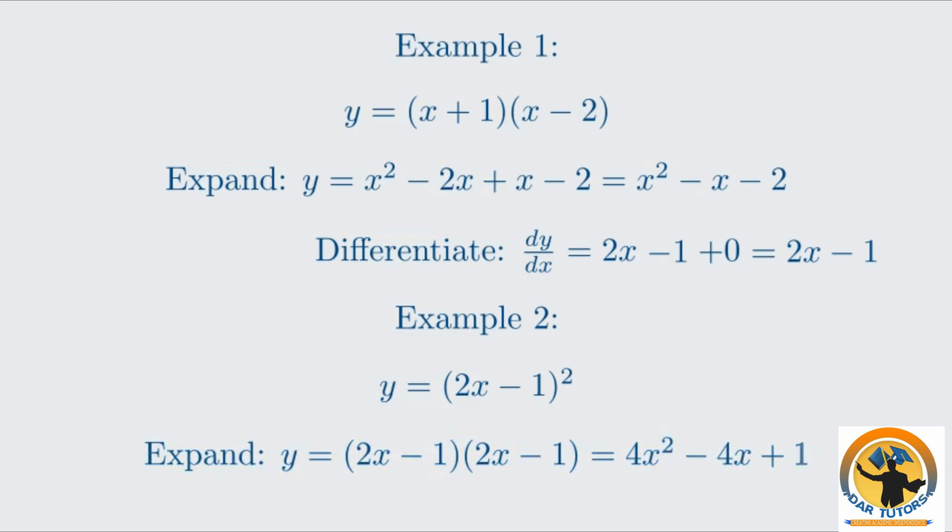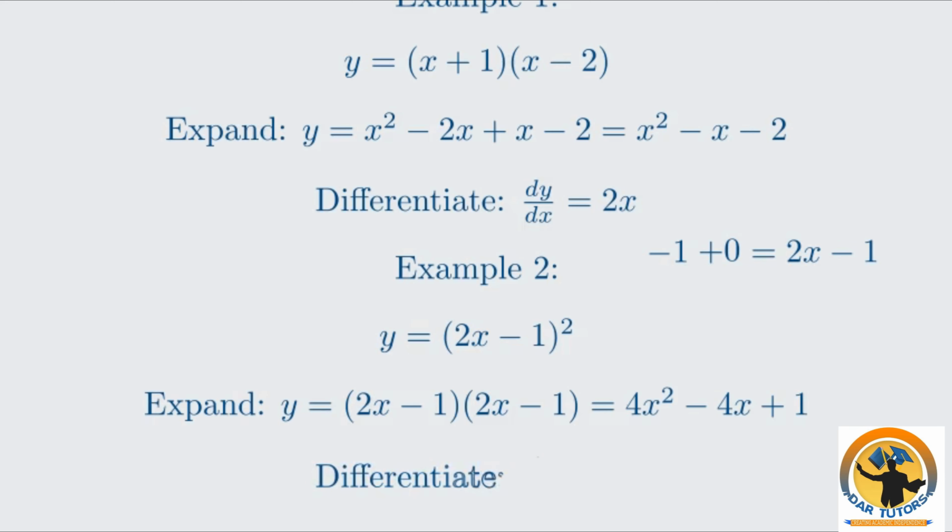Now we can differentiate. The derivative of 4x squared is 8x. The derivative of negative 4x is negative 4. The derivative of 1 is 0. So dy by dx equals 8x minus 4.